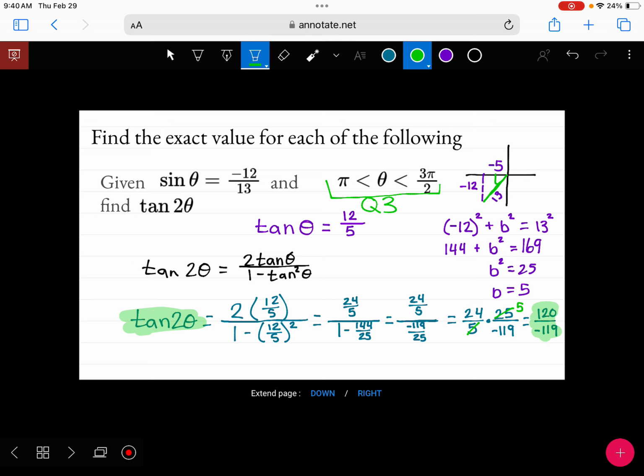Okay? So tomorrow we're going to keep working with these, but in a slightly different way. Instead of them being doubles, they're going to be halves. All right?